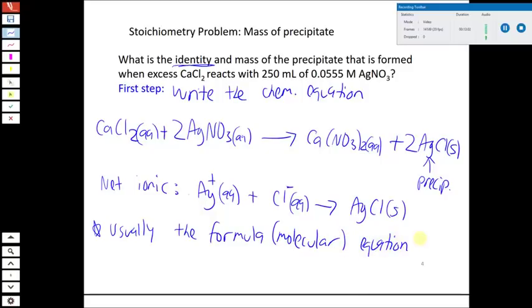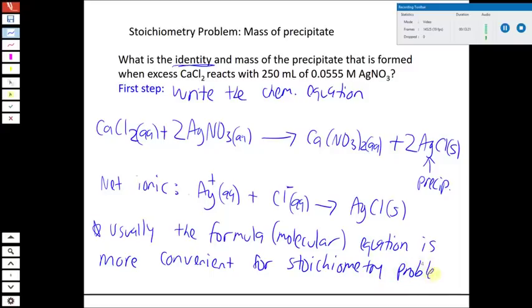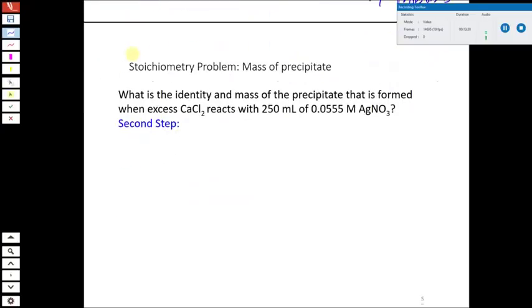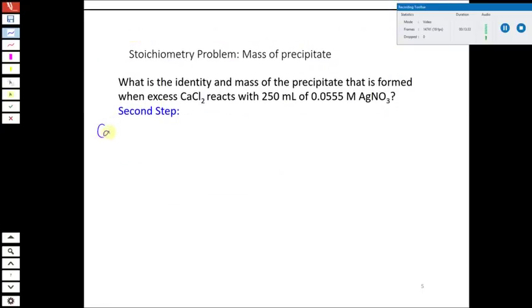Okay? Because just like any other stoichiometry problem that we've been doing, you need to start with the balanced equation. You can't go anywhere without that. But I think the formula equation is the more convenient one to use in these situations. All right, so having identified the precipitate, the next step, as I said, is to calculate what mass of it will form. So we want to keep that balanced equation in mind as we do this. So we're going to make sure we keep track of that, and the coefficients especially are going to be important.